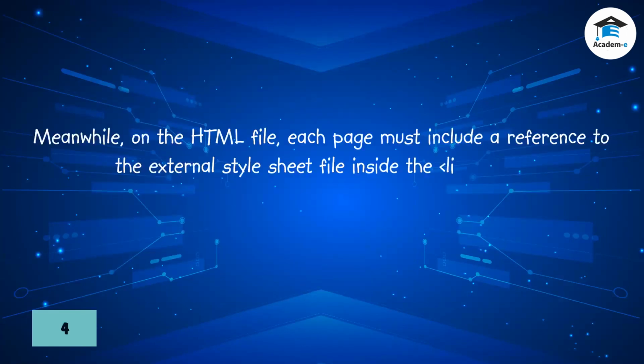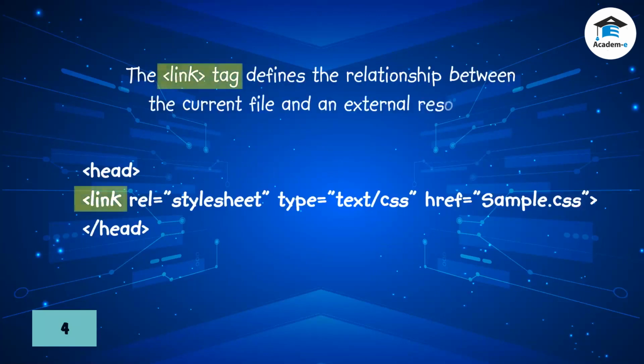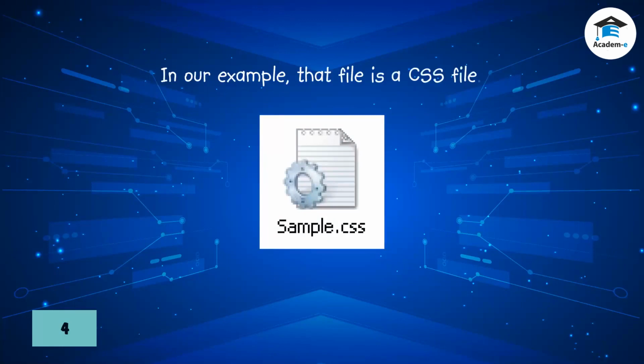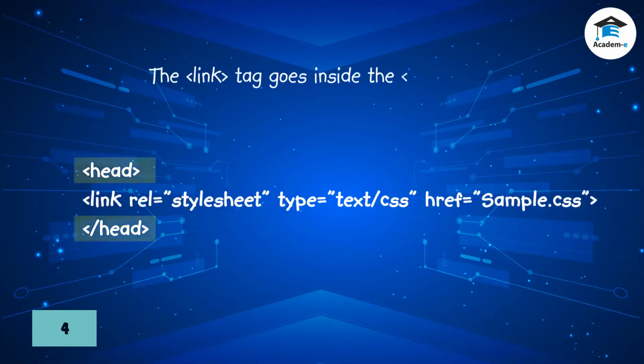Meanwhile, on the HTML file, each page must include a reference to the external style sheet file inside the link tag. The link tag defines the relationship between the current file and an external resource. In our example, that file is a CSS file. The link tag goes inside the head tag.